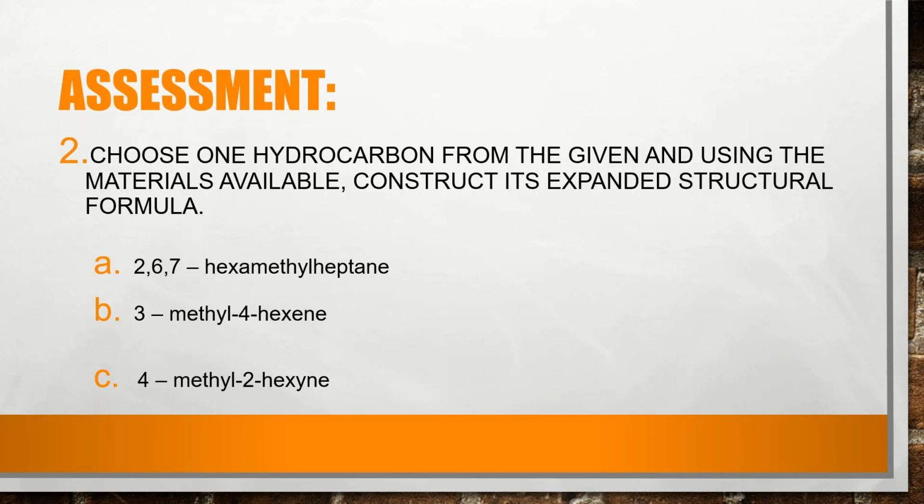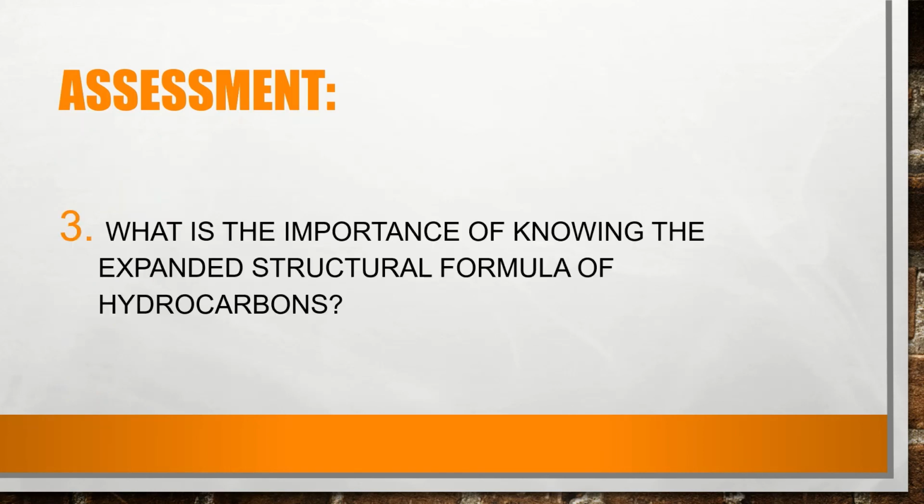Again, A is 2,6,7-hexamethylheptane, B is 3-methyl-4-hexene, and C is 4-methyl-2-hexyne. For number 3, you answer this in paragraph form. What is the importance of knowing the expanded structural formula of hydrocarbons?